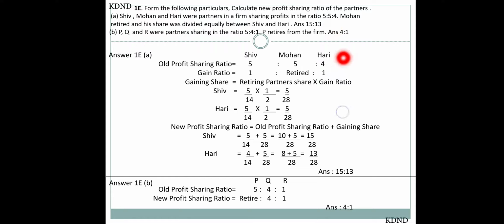So OPSR is given. First of all, write down the OPSR. Now the new profit sharing ratio is not given in the sum. So here we have the gain ratio, that is 1:1, and Mohan is the partner who retires. So here the gaining share we can easily find out: retiring partner's share multiplied by gain ratio. These are the particular steps to be followed to find the new profit sharing ratio. Have a look at the sum, please. By solving these fractions, we can easily get the solution.